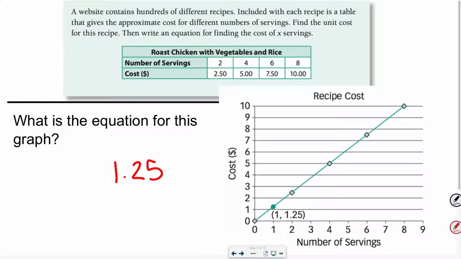So let's say that X is our number of servings and Y is our total cost. How would I write that in an equation? That's our x-axis and that's our y-axis. X equals 1.25 times 1. Write that down. So let's see if this works. If I substitute in 1 for X, meaning 1 serving, how do I calculate Y? Is that going to make sense?